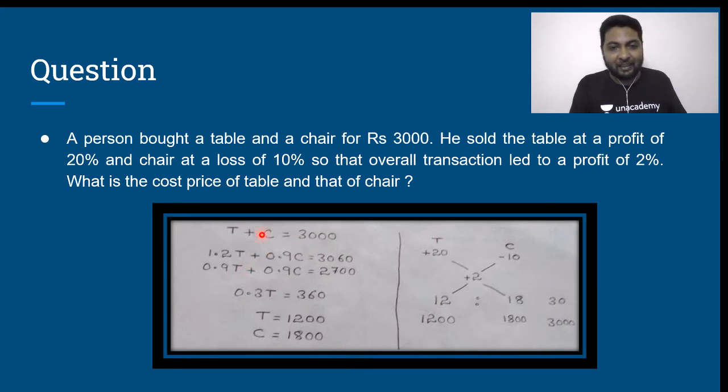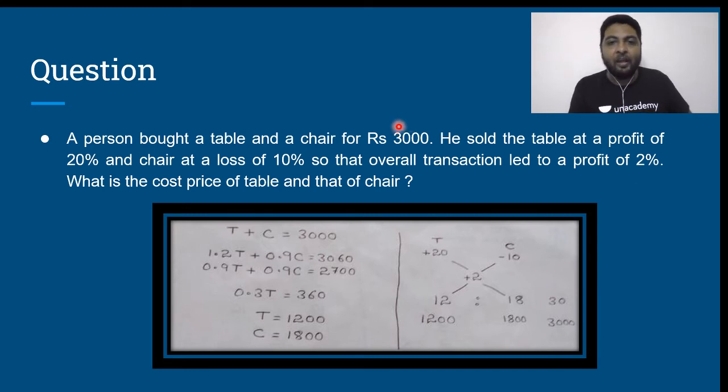Okay. So first, the traditional way, if you use the percentages method, let us say cost of table is T rupees and the cost of chair is C rupees. The total cost of table and a chair is rupees 3000. So T plus C is rupees 3000. Now the table was sold at a profit of 20%. So if the cost price of table is T rupees, then the selling price of table will be 1.2T. Chair was sold at a loss of 10%. That means if the cost price of chair is C rupees, then the selling price of chair will be 0.9C.